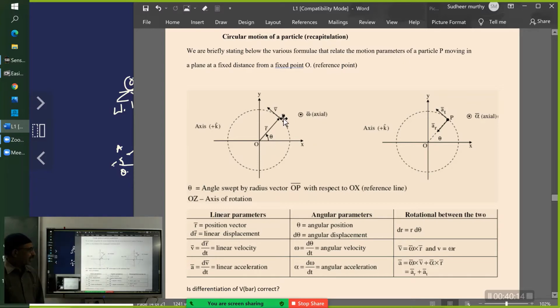Now you can see here there is r bar, there is theta. What is theta here? Angular displacement at time t. And what is v bar? Velocity vector at time t. Because these are all variables. And what is r bar? Position vector of the point at time t.